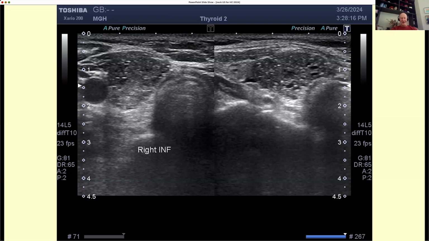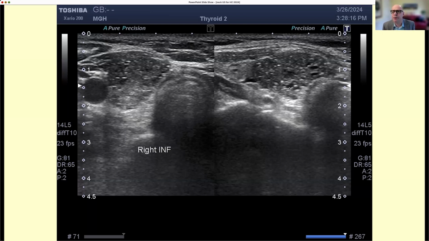Hypoechoic with microcalcifications and irregular margins. Excellent. I was hinting at the fact that still images don't give everything away. I will tell you that this nodule, in fact, has regular margins. In a still image, sometimes it's difficult to see that, but if you were to look at several sequences, you would see that there are regular margins here.